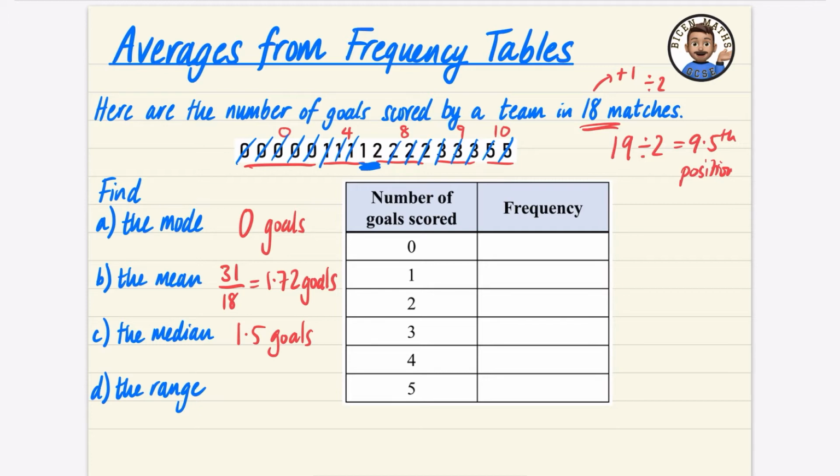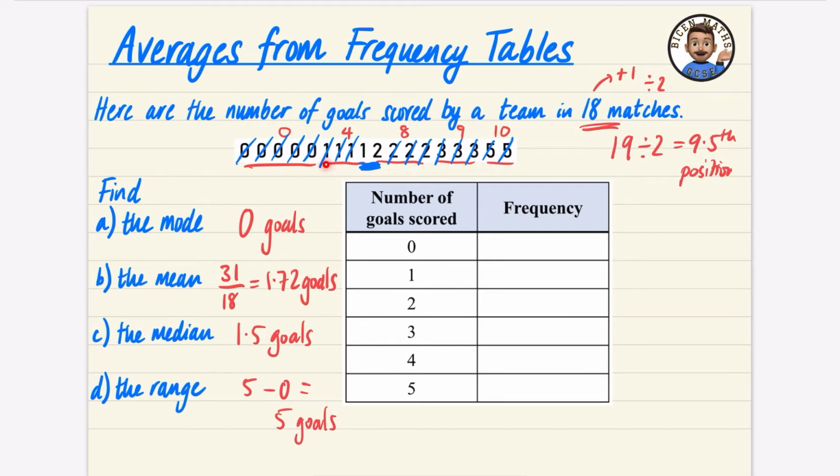And then last of all, the range from these numbers is just going to be the biggest number, which is a 5, and then take away the smallest number, which is a 0. So the range is 5 goals. So we just need to translate all of this stuff that we've got here into a table, and then see if we can see how we could have done this.